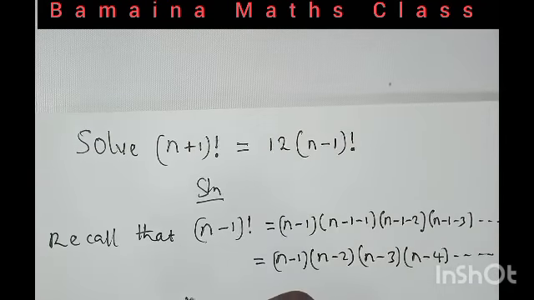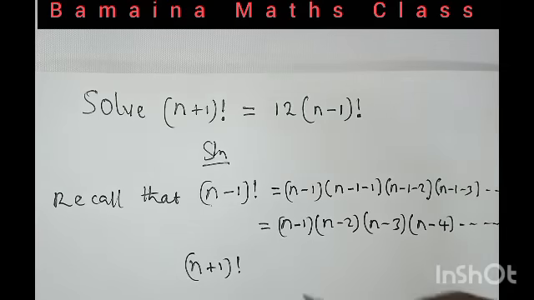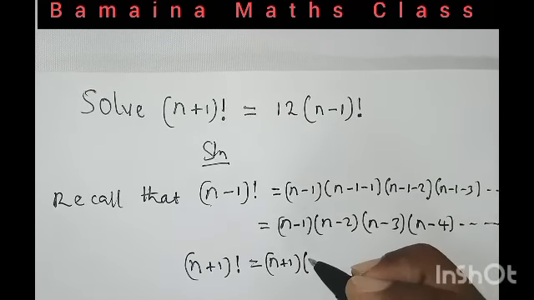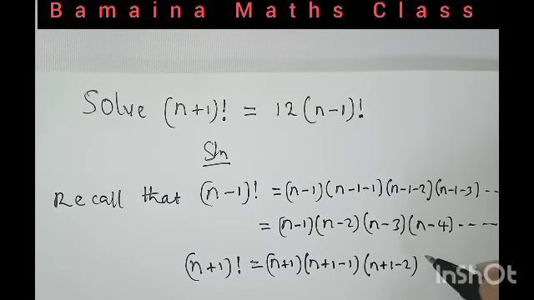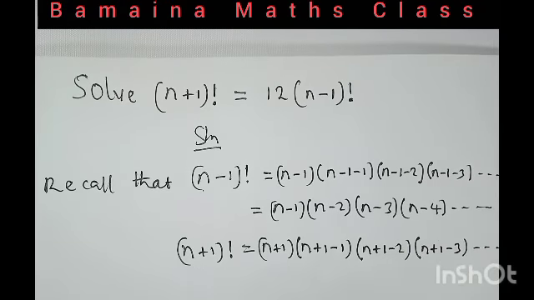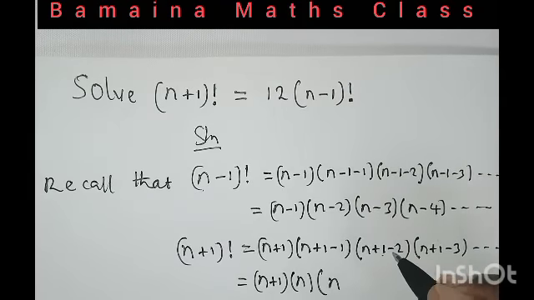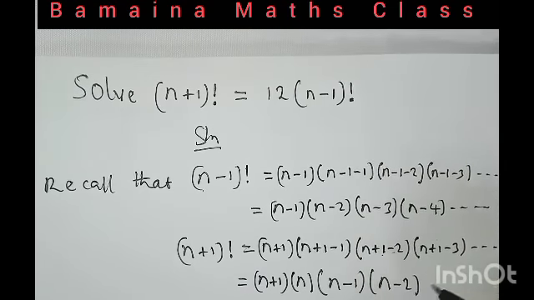And then (n+1)! also is the same thing as (n+1) × (n+1−1) × (n+1−2) × (n+1−3) continuously, like that. So this is the same thing as (n+1) × n, then × (n+1−2) which gives you (n−1), then × (n+1−3) which gives you (n−2), then the next one will be (n−3), continuously, like that.